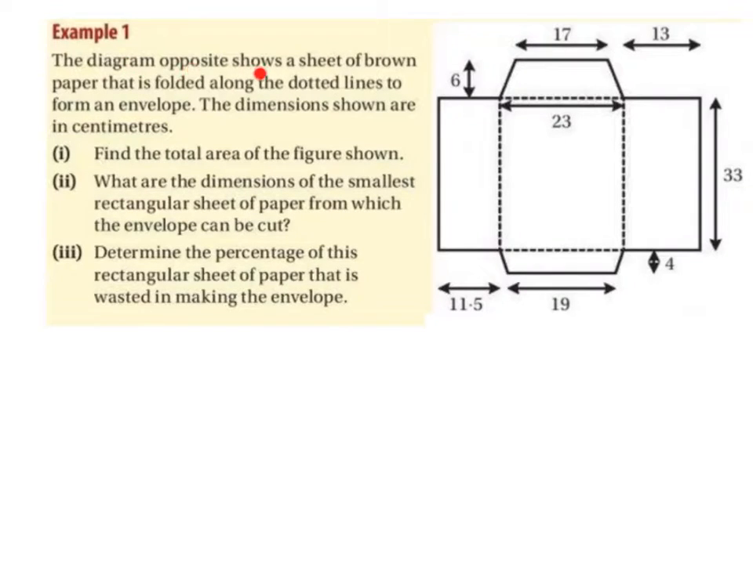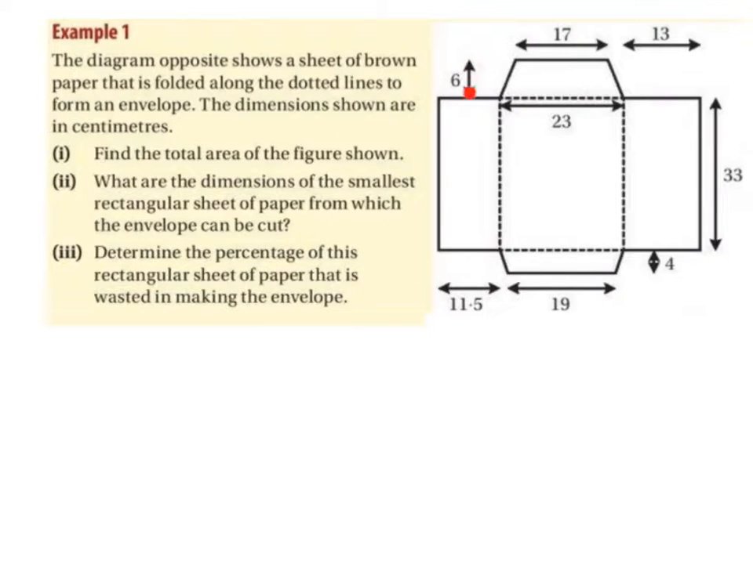The diagram opposite shows a sheet of brown paper that is folded along the dotted lines to form an envelope. So here are the dotted lines that the sheet is folded along to fold an envelope. The dimensions are shown in centimetres.